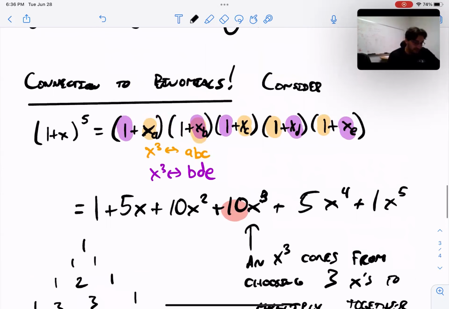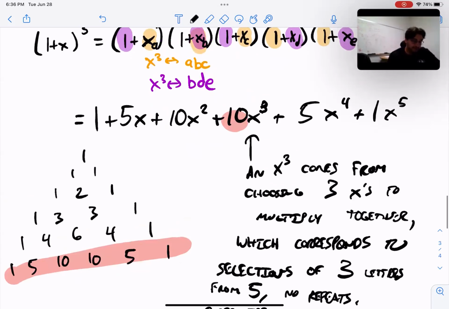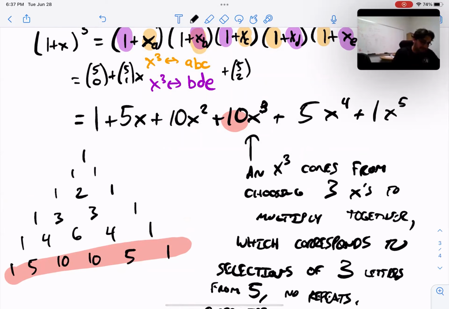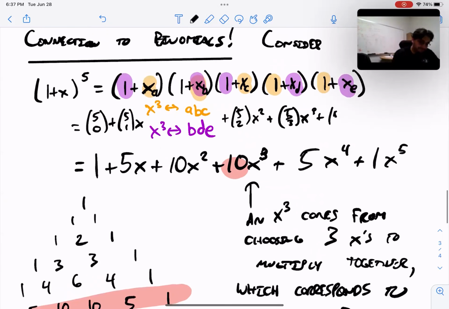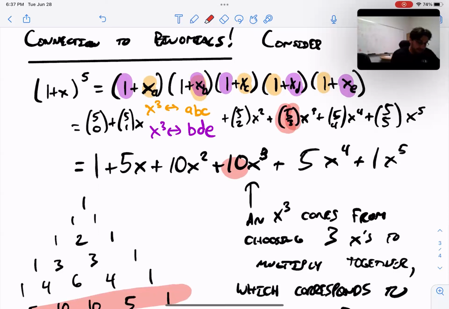So there we go. There's the link to Pascal's triangle, to the binomial series. If you've seen this in the past, where this expression gets written like 5 choose 0 plus 5 choose 1 x, plus 5 choose 2 x squared plus 5 choose 3 x cubed plus 5 choose 4 x to the fourth plus 5 choose 5 x to the fifth, maybe in pre-calculus, maybe in Calc 2, yes, that 5 choose 3 is 10.